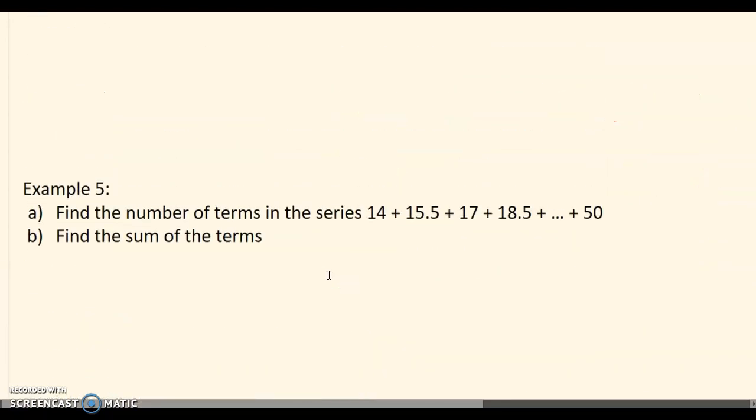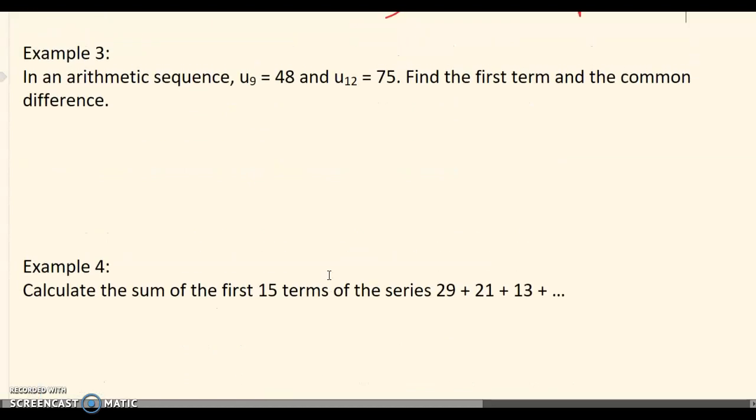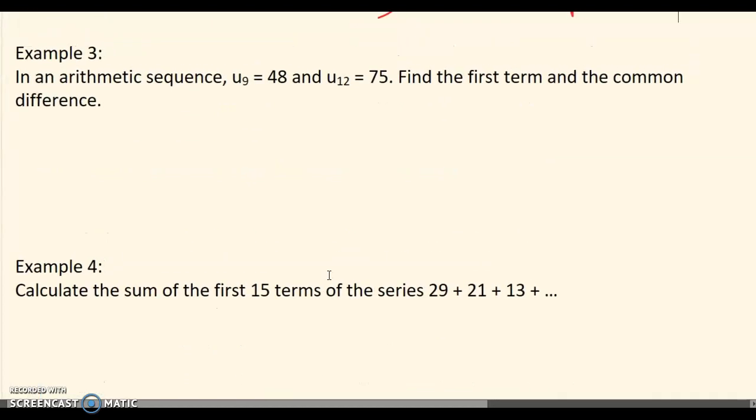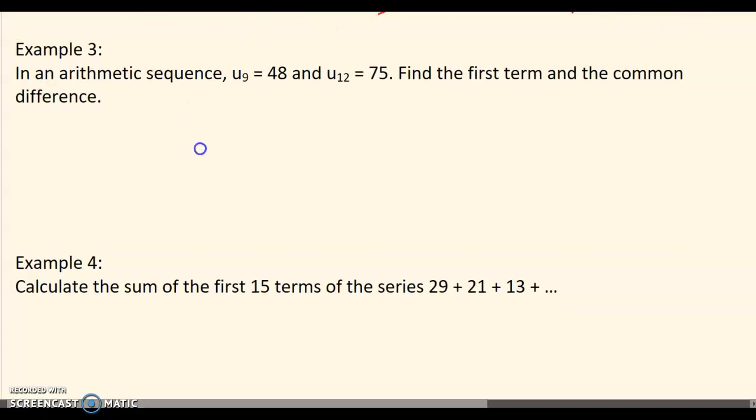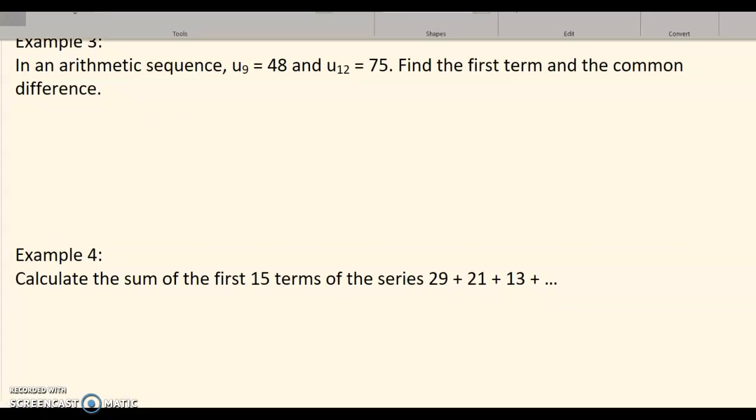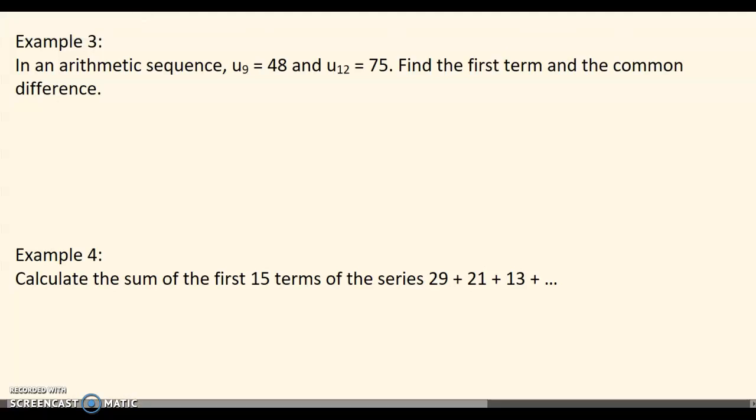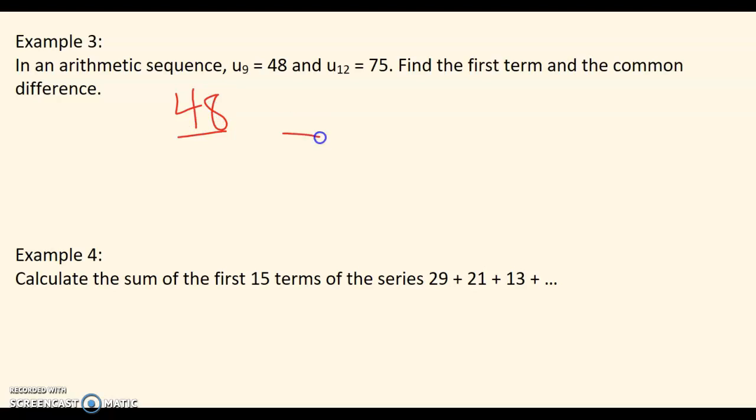Next ones. Let's just do these two. This says the 9th term is 48, the 12th term is 75. Find the first term and common difference. I don't want to use the formula on this first one. Let's use some common sense. So we have the 9th term is 48. We don't know the 10th, 11th, but we know the 12th term is 75.